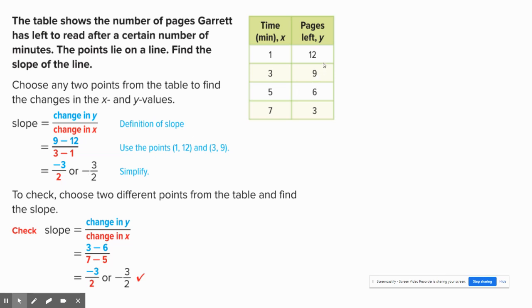So the slope of these, and any of these you try, is going to simplify to negative 3 halves. What you've got to make sure is when you choose 9 to go first on the top, 3 has to go first on the bottom. When you choose 12 to go minus 12, you've got to do minus 1. The corresponding x has to go with the y.